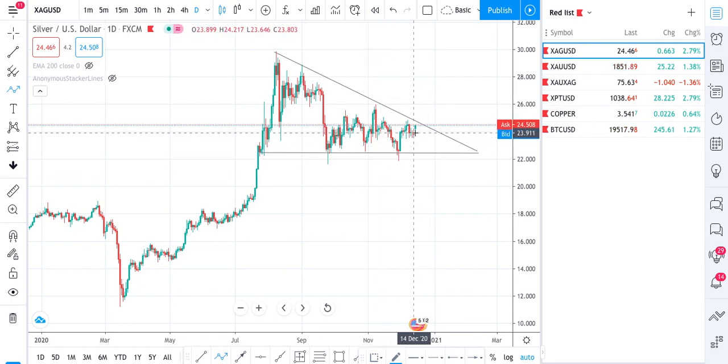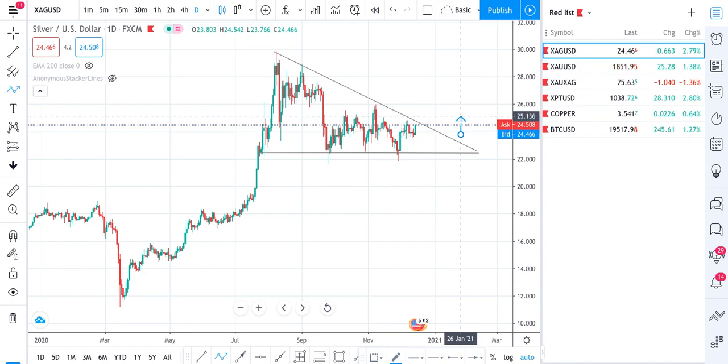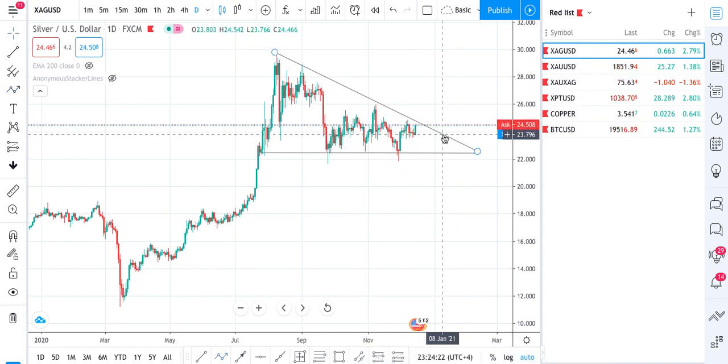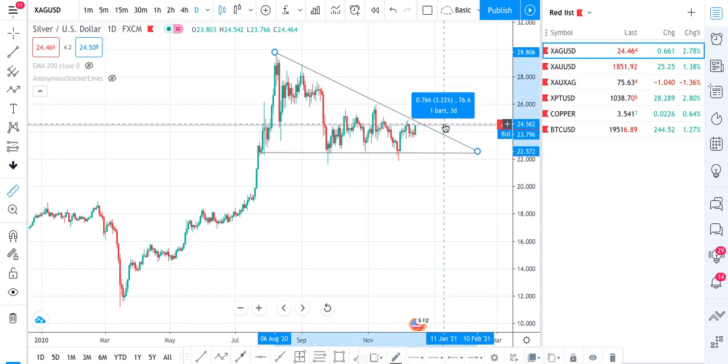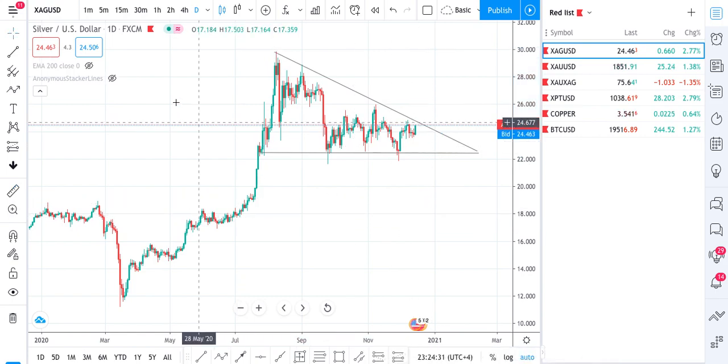All right, so it's looking a very good day for silver today. It has moved about, let me see, let me just delete that. Okay, silver since the day opened up has moved about 3.22%. That's about $0.766. Okay, so that's a good thing.